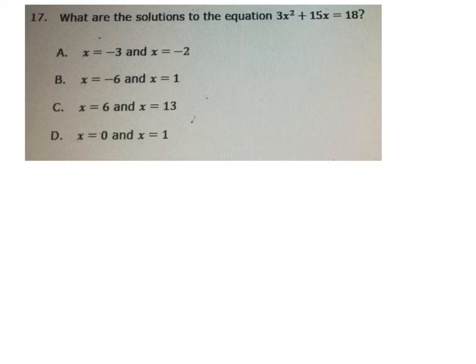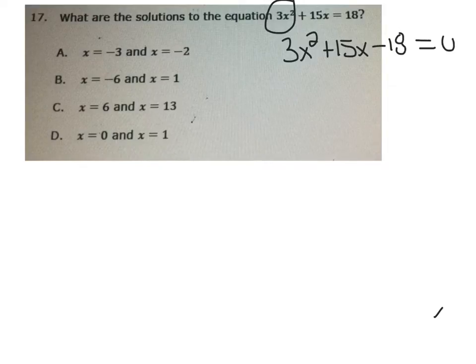Okay, so number 17 wants to know what the solutions are. And the key here is this is a quadratic, and we need the quadratic to equal 0 before we solve anything. So we're going to do 3x squared plus 15x, and I'm going to subtract over my 18 so that I can make this equal 0. Now that it equals 0, I can solve and I can factor. But before you do that, always look if there's a GCF. Is there a number that 3 and 15 and 18 all have in common? Well, they do. They all have a 3 in common. So I'm going to divide everything by 3 so that it makes my life easier to factor.